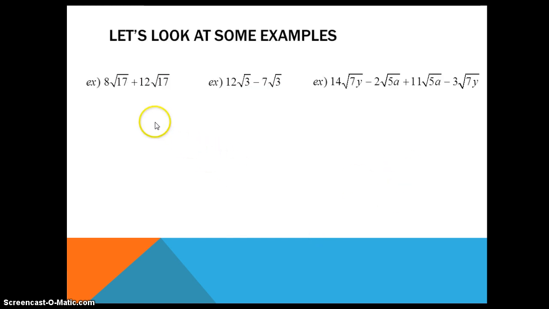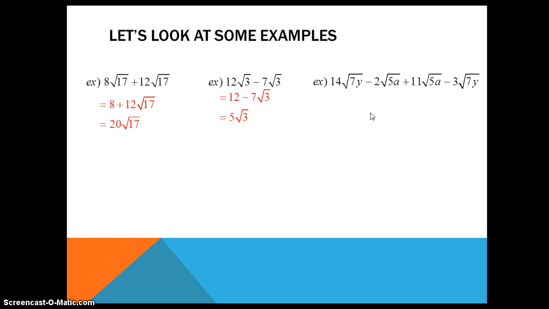We have 8 square root of 17 plus 12 square root of 17. These have common radicals, so they can be combined. So we're going to add the two numbers in front, 8 plus 12, and keep the radical, square root of 17, and add them together and we get 20 square root 17. Subtraction is exactly the same. First, we have to figure out like radicals. So both of them have square root of 3, so we know we can combine them. So 12 minus 7 gives me 5 square root of 3.